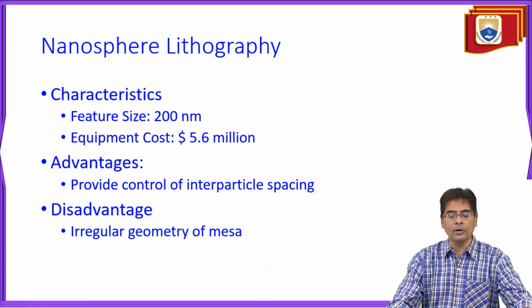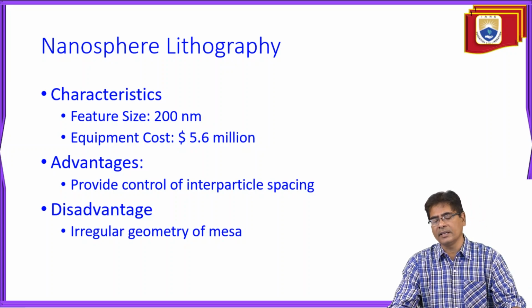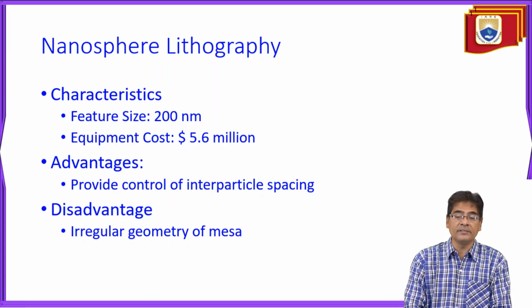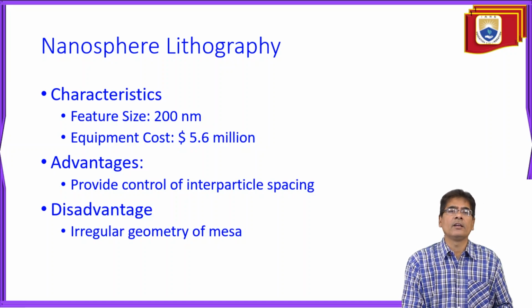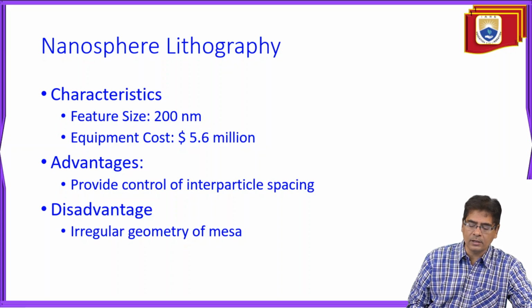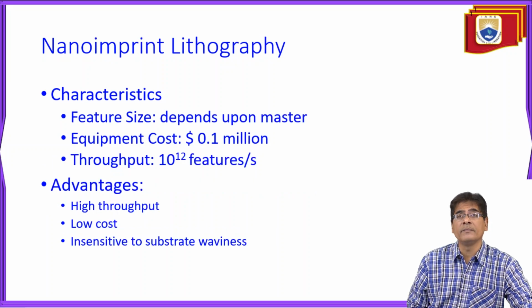The advantage is that it provides control of interparticle spacing, and the disadvantage is the irregular geometry of MISA, right? So the characteristic feature size is around 200 nanometers, and the equipment cost is around $5.6 million.